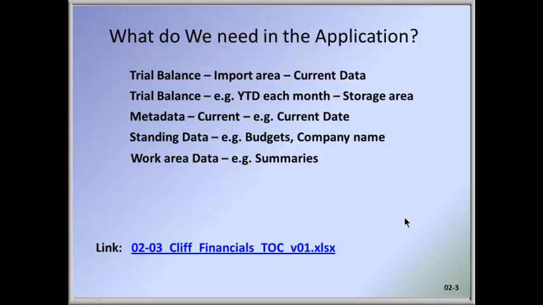I feel this slide is logical, but does not stick to the structure of our plan. We need a trial balance, we need an import area to hold the current data. Of course, the trial balance is a year-to-date trial balance each month. We need to store that. And then, of course, there's the metadata. The current metadata, like the current date, and standing data, for example, budgets, company name. And then we need work area data, like summaries.